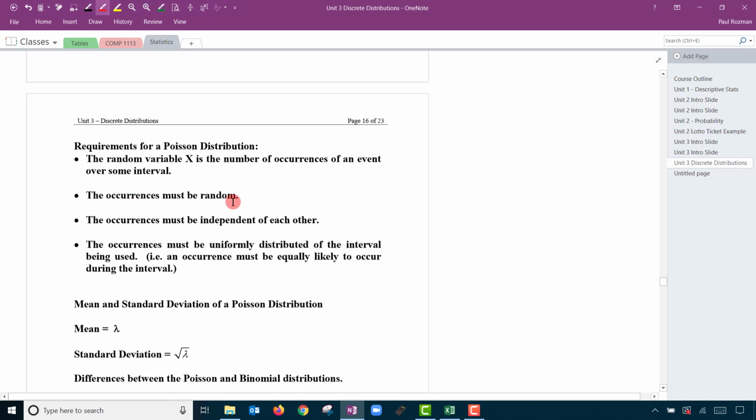Occurrences must be random. They must be independent of one another. So when I go to the bank, I don't influence you to go to the bank as well. And occurrences must be uniformly distributed within the interval used. So if I say arrivals at the bank in the next hour, people have to be just as likely to arrive in minute 1 as they do in minute 53, which might not necessarily be true.